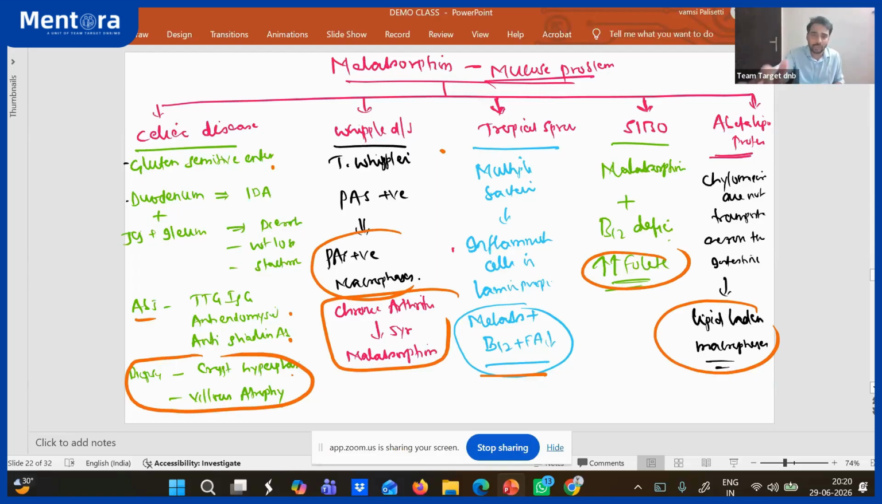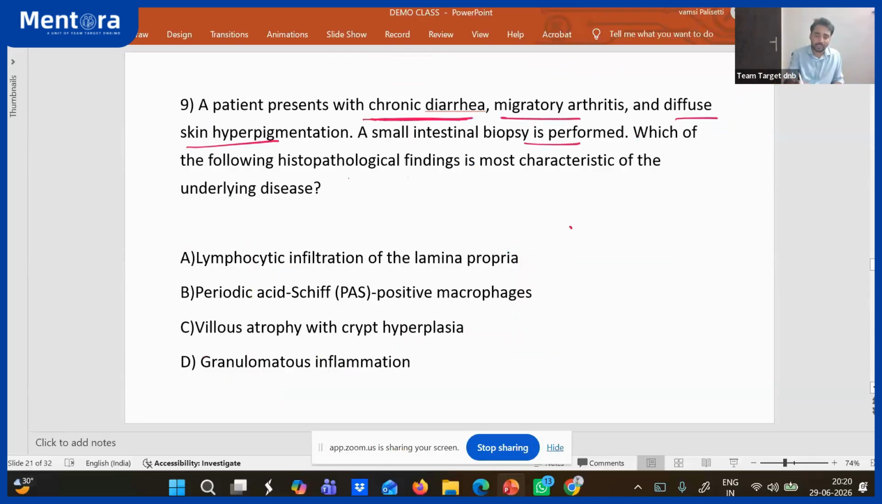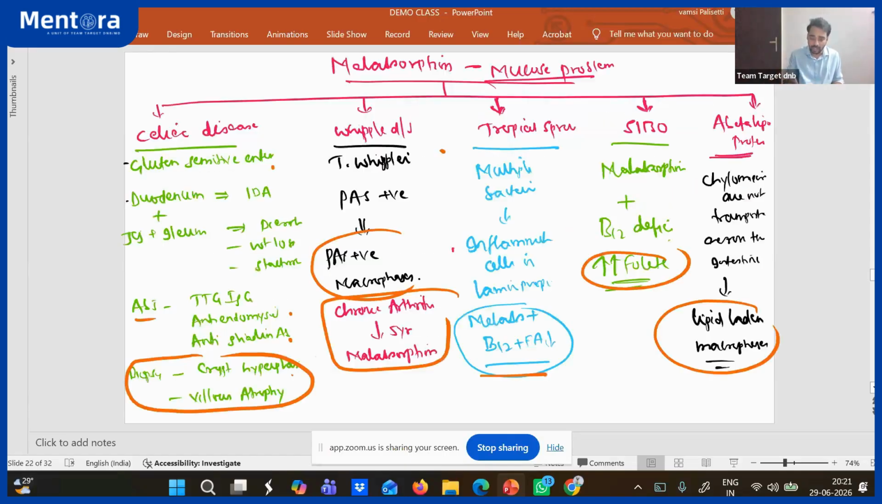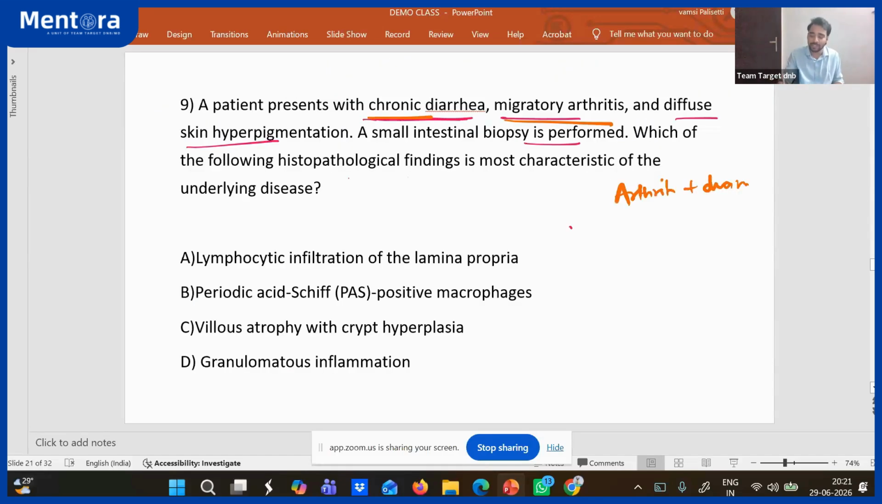Okay, so let us see this question now. What is the question they are asking? A patient has chronic diarrhea and migratory arthritis. Again, same, I told you, arthritis plus diarrhea. Simple. So definitely the answer is Whipple disease. A small bowel biopsy confirmed it. Which of the following histopathological findings is characteristic of the underlying disease? We already discussed that Tropheryma whipplei is a PAS-positive organism, so you will see periodic acid-Schiff positive macrophages.